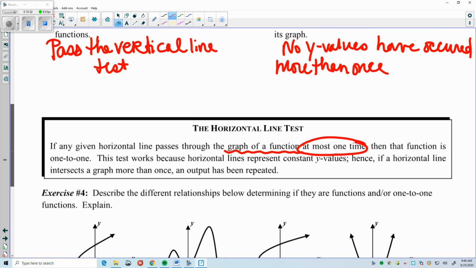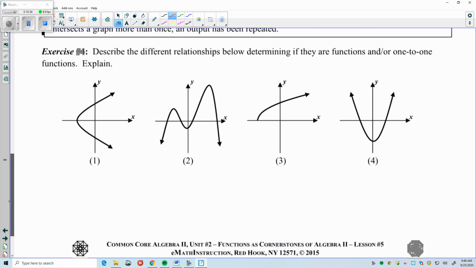So checking out these graphs, it says describe the different relationships below, determining if they are functions and/or 1 to 1. Okay, so very first thing, like we did with the tables, we're going to see, are they functions? Is this a function? Not a function. Fails the vertical line test.